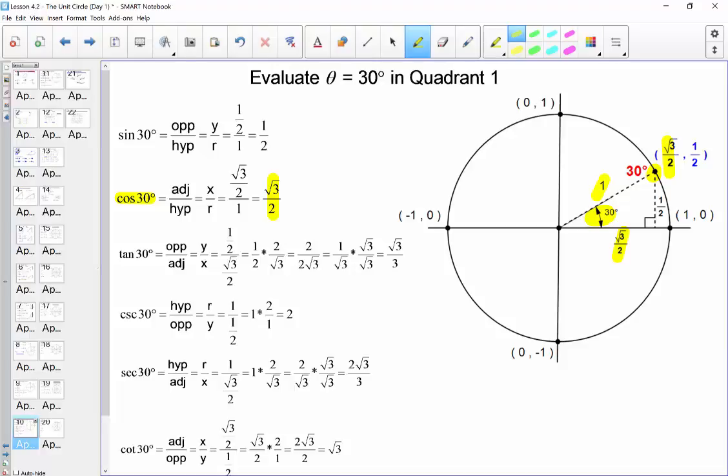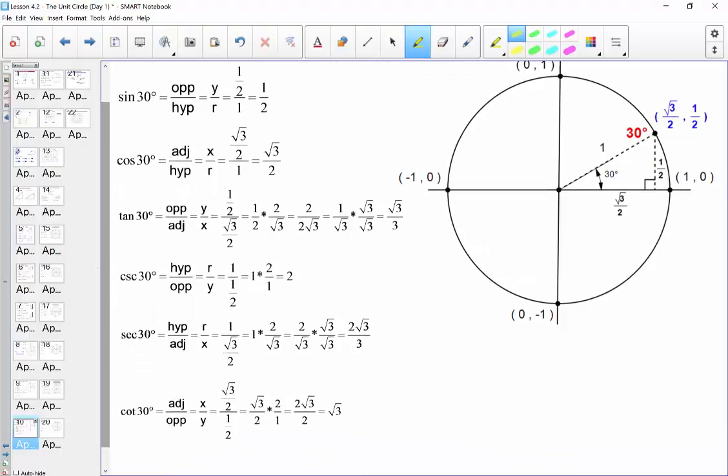So we've now found the x and y coordinate of where 30 degrees intersects the unit circle using our 30, 60, 90 triangle. You could also go do the same with the other four trigonometric functions, but we've already done that in a previous video. If you'd like to study it again, please go ahead and pause your video now and study this.